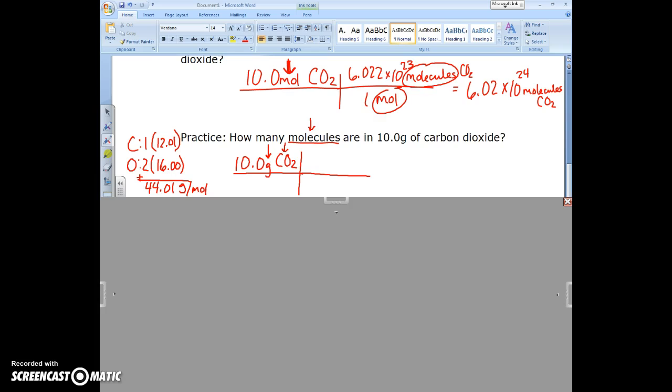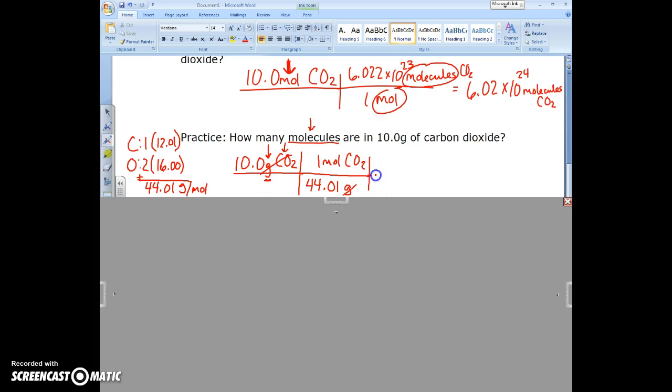So now we're going to use that. Grams are here, so grams have to go here, and that number is going to be tied to grams. Remember, you'll never write down 1 gram. You'll also never write down 1 molecule. There are 44.01 grams in 1 mole of carbon dioxide.